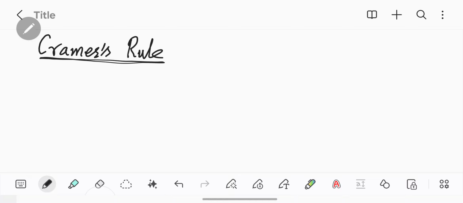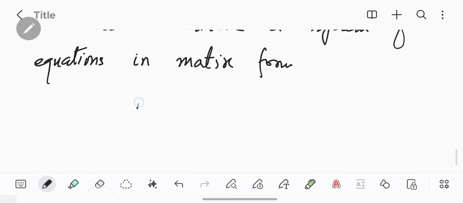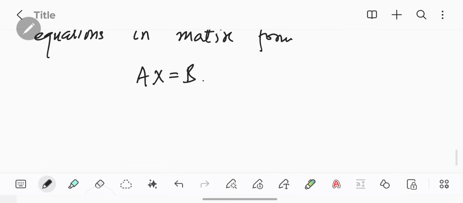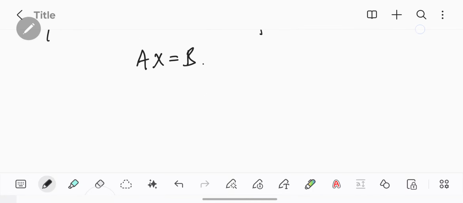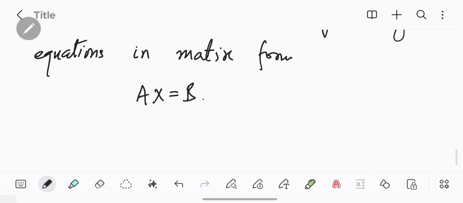Suppose you have a given system of equations. For any system of equations, we can write a matrix form. The matrix form of any system of linear equations can be written as a coefficient matrix A times the variable matrix X equals the constant matrix B. We will deal with everything for 3 by 3 matrices.